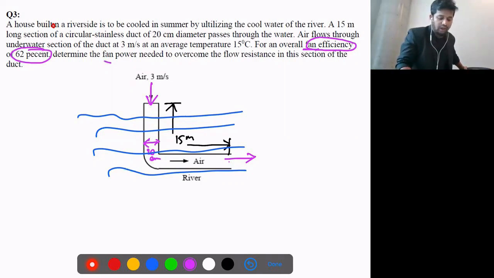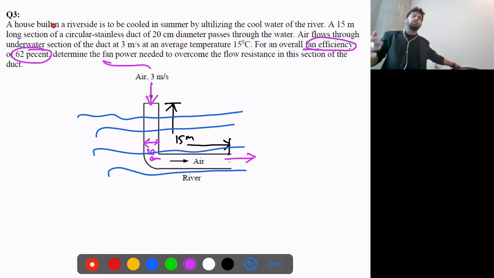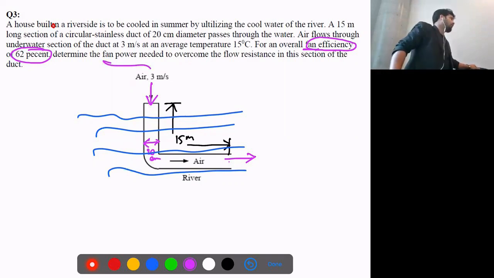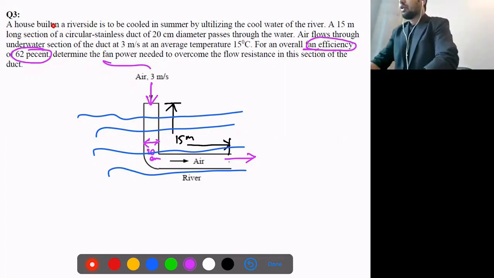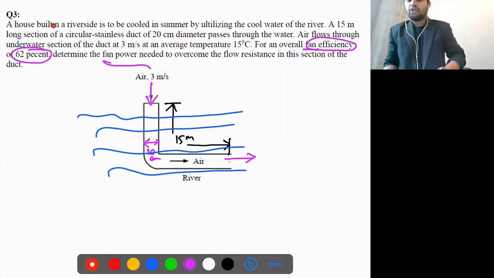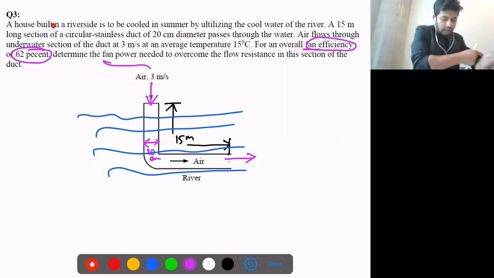We need to calculate the fan power. What we actually need is to overcome the frictions, the resistance. When the flow goes through this pipe, it will experience some sort of resistance. So the fan efficiency is 62%. What amount of power do you need to overcome the resistance? Okay, so what we'll do here, guys, we'll start solving this problem. This is also not that hard.